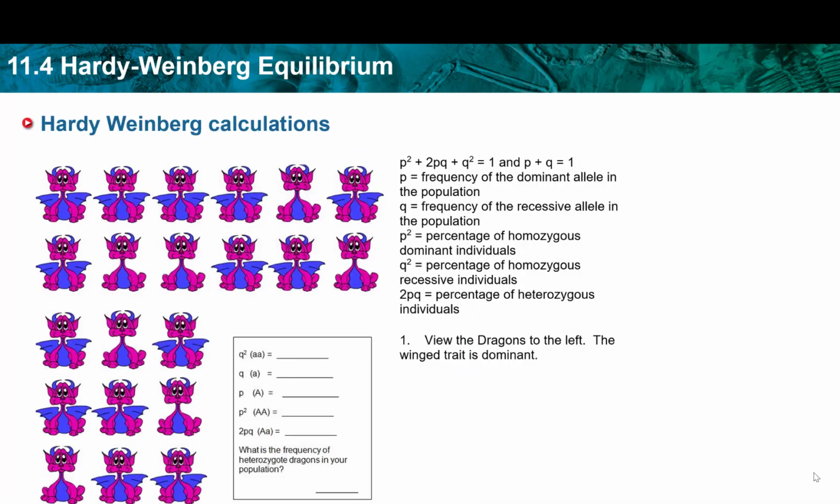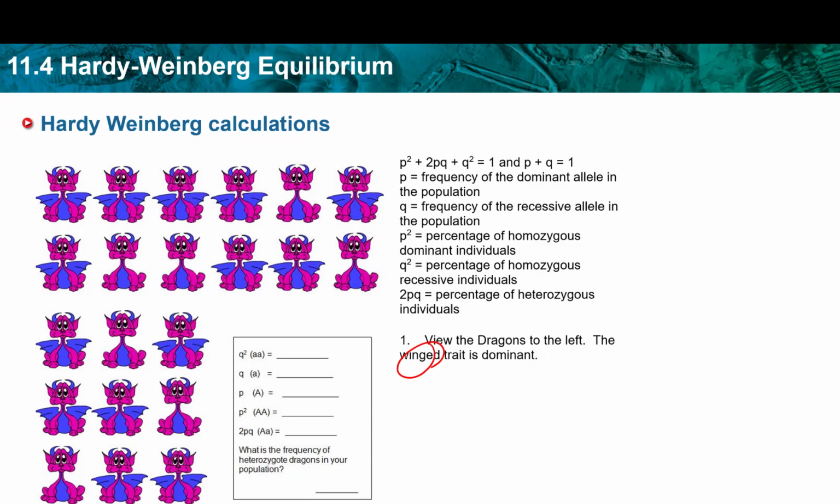All right, now let's try these. Here are our dragons over here on the left. Remember, P is the frequency of the dominant allele, and P squared is the percentage of homozygous dominant. Q is the recessive allele. Q squared is the percentage of homozygous recessive. 2PQ is your heterozygous individuals. All right, so now we are looking at the wings. Wings is dominant.